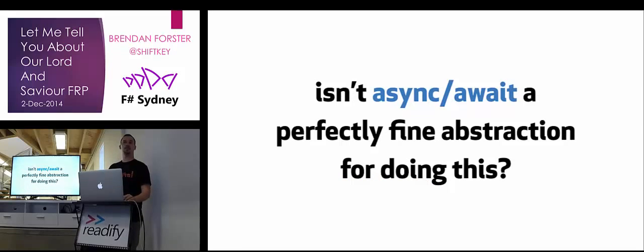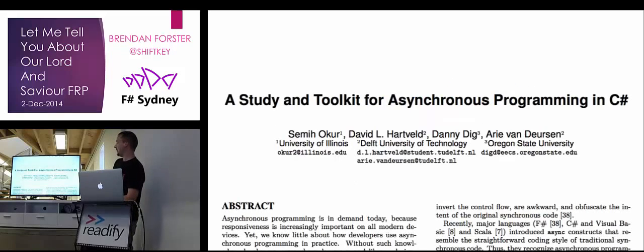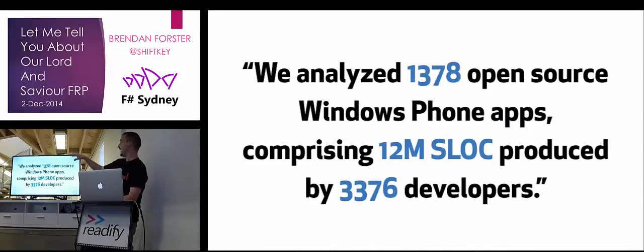You might be thinking at this point, sure, async await has come around, and we can use that right now. It's not that great for this stuff. There's a paper that was put out recently by some college students in the US and in the Netherlands. They did a sample on a whole bunch of open source apps. Of course, feel free to make your own joke about open source Windows Phone apps. But they actually had a really good sample of 3,000 devs and 12 million lines of code. And they looked at what they were doing around the Task Parallel Library and async await.